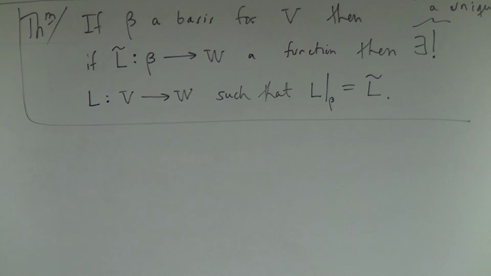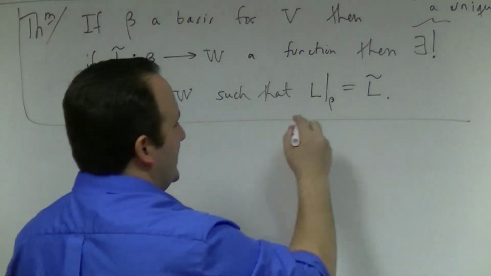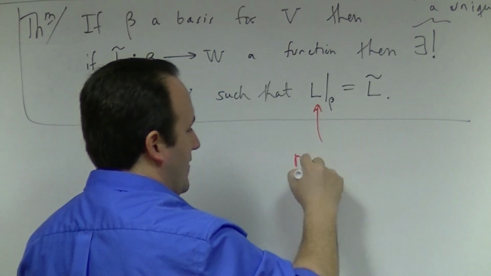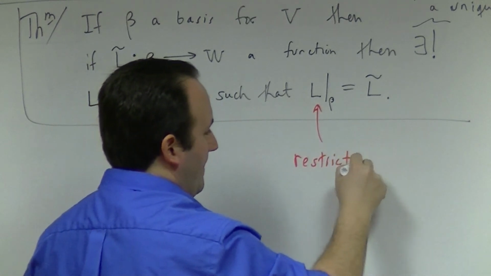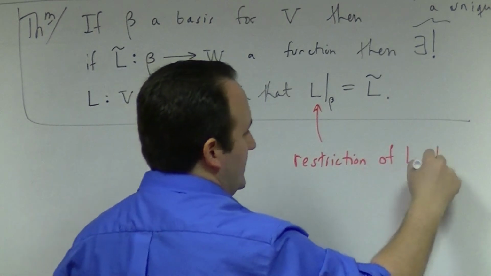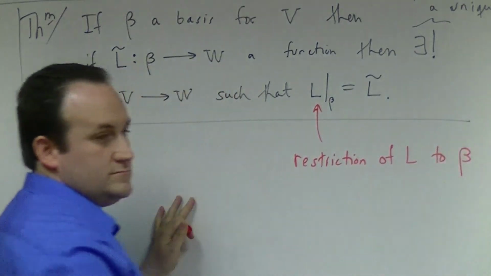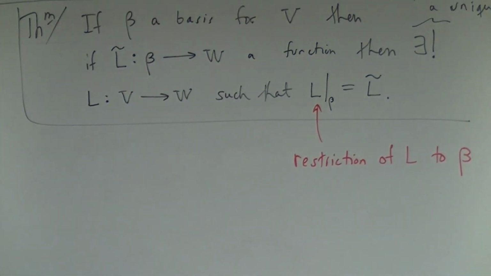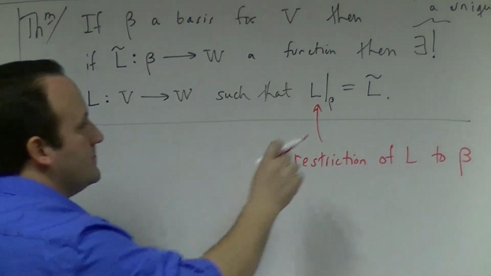Speaking of internalizing the notation, what's the bar with the little p at the end? This is the restriction of L to beta. Oh, that's beta. Okay. Right. That's L restricted to beta. What's that?